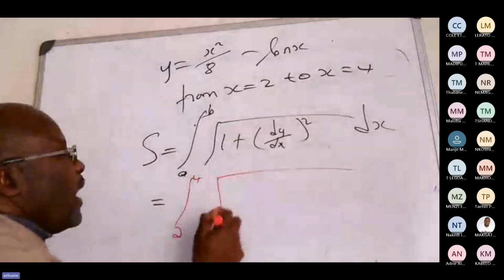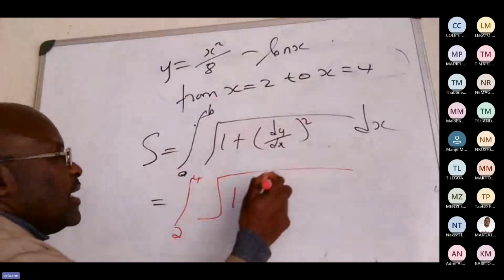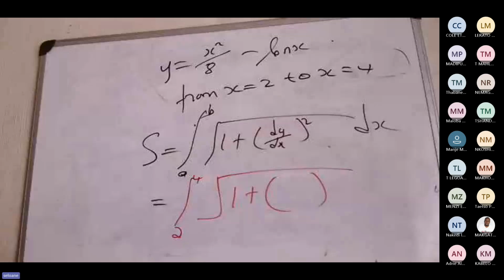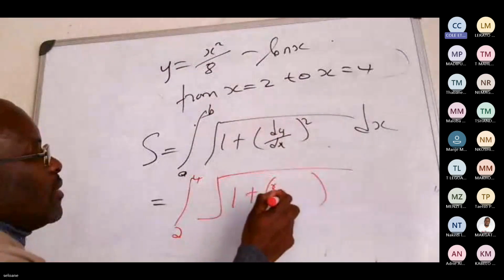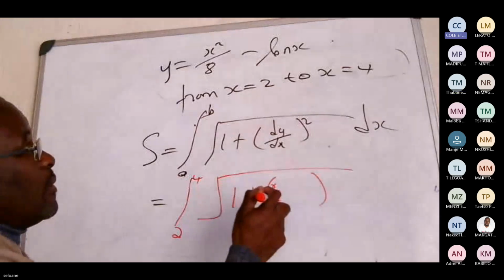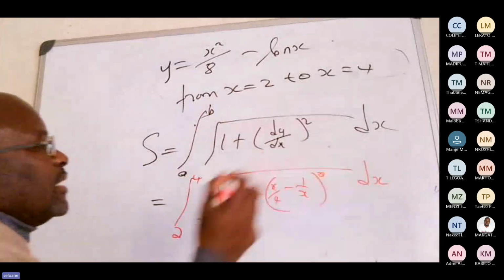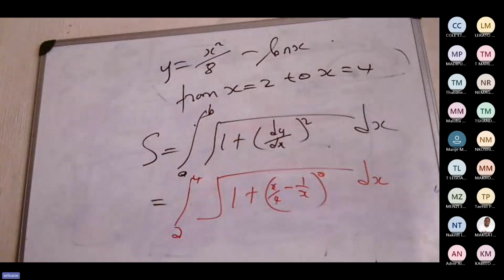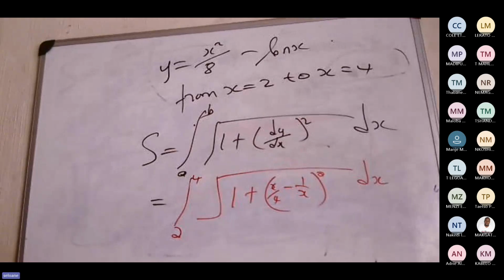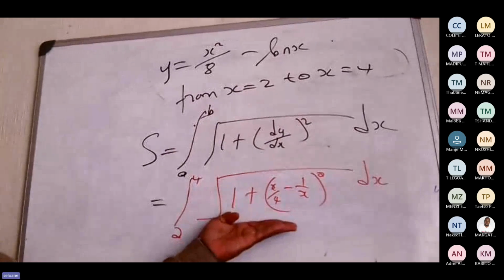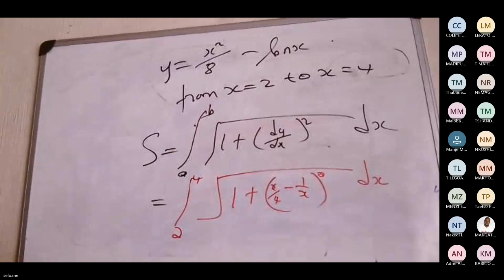The square root of what then? This is 1 plus, and what is dy dx? It will be x over 4 minus 1 over x, squared, and then dx. Then from there, you can now play around with this and say, is this one standard? Is it similar to the one that we just did?